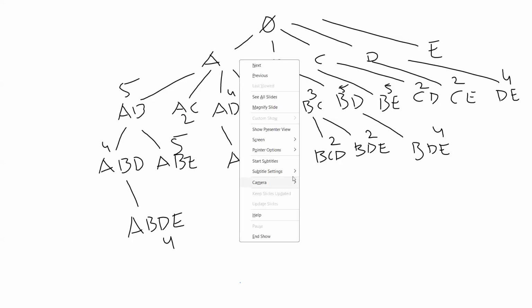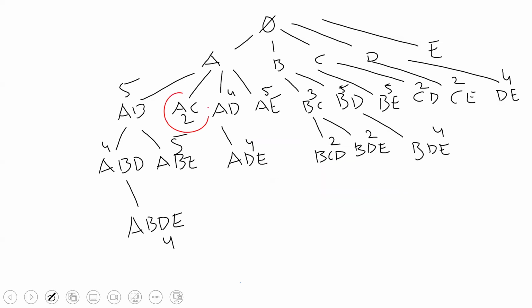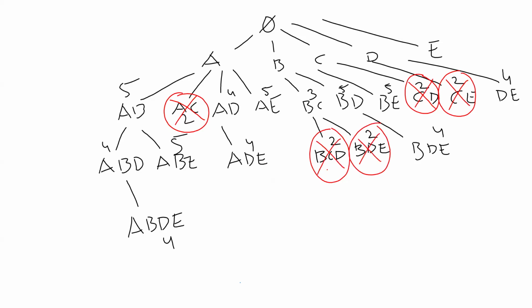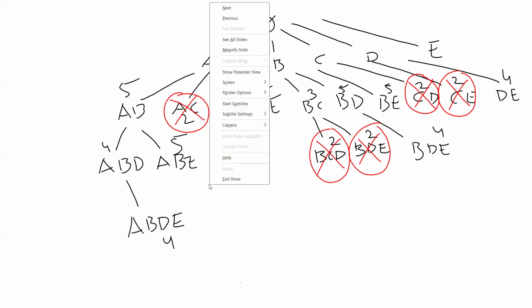Okay, AB doesn't have any superset with the same frequency, right? The support of AB is 5, whereas it has supersets, but all the supersets are not frequent, okay? This is not frequent. This is not frequent. This is also not frequent. This is not frequent. The rest are all frequent. Now I'm trying to find out the closed item sets.